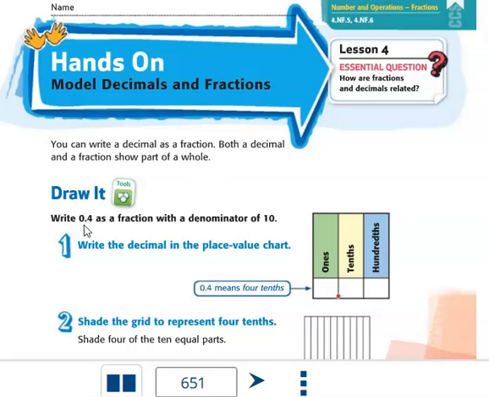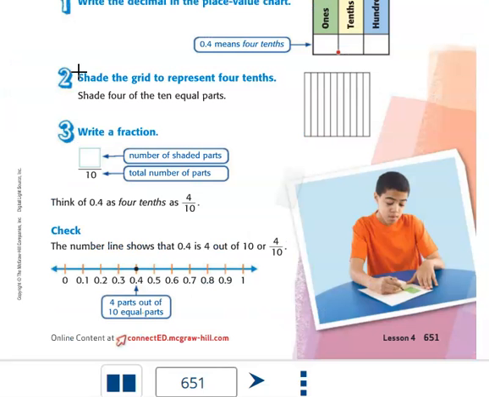So if I were to write 4/10 as a fraction with a denominator of 10, I'm going to write 0 because I have no whole ones, and I have 4/10. So 4 would go in the tenths place. I could write a 0 here, but it's unnecessary, so I don't need to write that part, which is 0.4, which means 4/10.